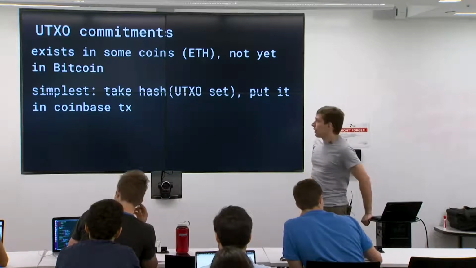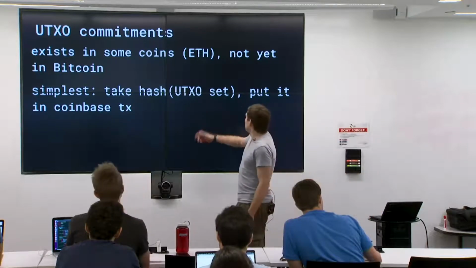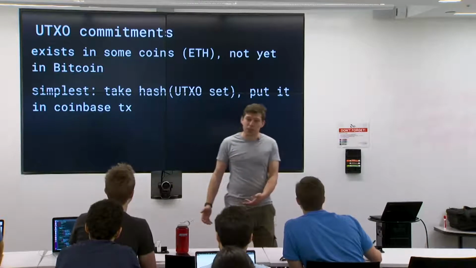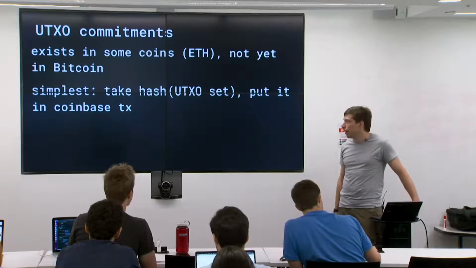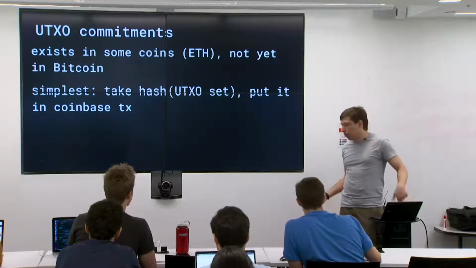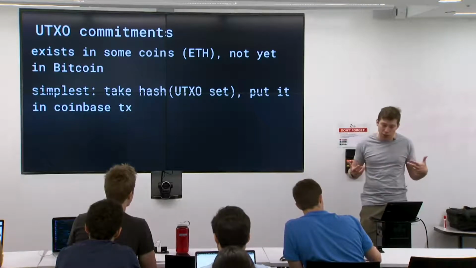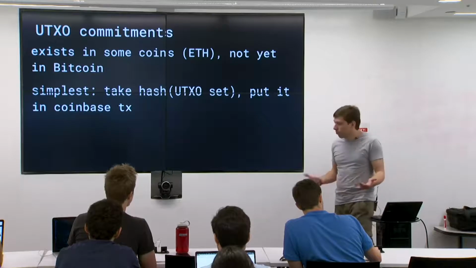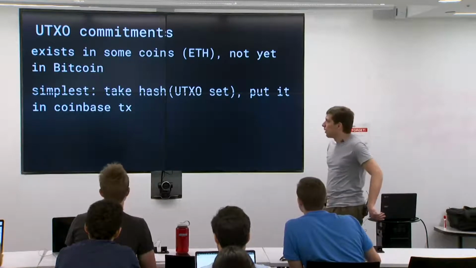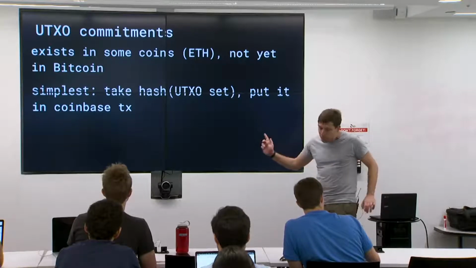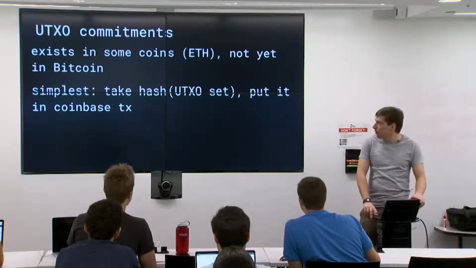The simplest way was to say, take a hash of the UTXO set and put it in every Coinbase transaction and make that a consensus rule, so that when you mine a block, you have to take the hash of the UTXO set you're aware of and put it in the block so that everyone can see it. And if everyone disagrees, they're going to invalidate that block. This is really simple. You probably want to do a little bit fancier than this.